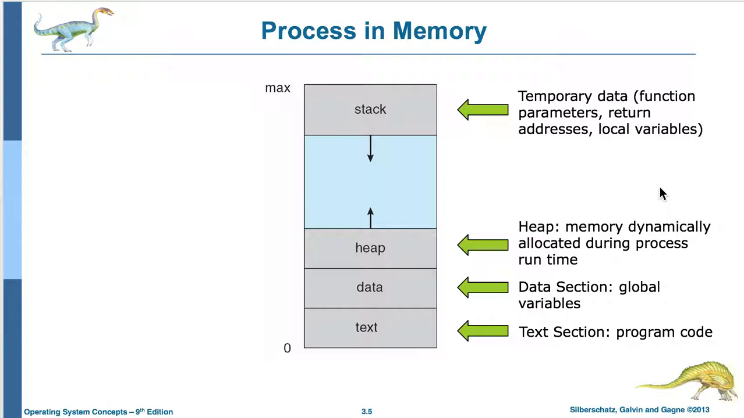When we look at a process in memory, there are lots of different components. The text section is where the actual code resides. The data section is where your global variables associated with the process are. The heap is where you have dynamically allocated memory areas. And then finally, the stack is where temporary data associated with the process, such as function parameters, local variables, as well as return addresses, are stored.